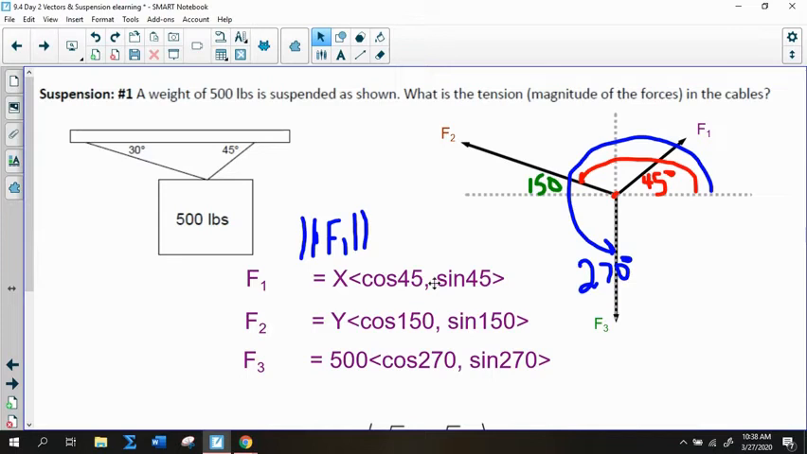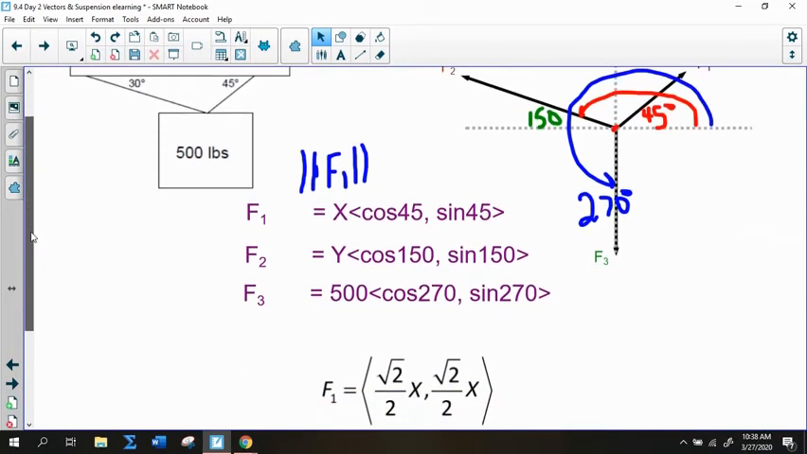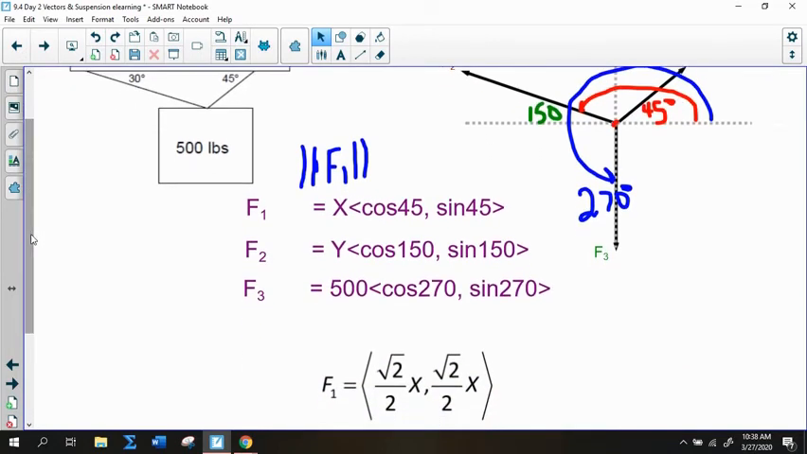But if they were decimals, or like if this angle was 20 or 35 or something, you would just type it right into the calculator with the angle that's there. I just want to write it out with the numbers. It'll be easier for us to look at. So here is my new force 1. I am writing it in component form again. So distribute the x, root 2 over 2x, root 2 over 2x. It's the same thing twice.